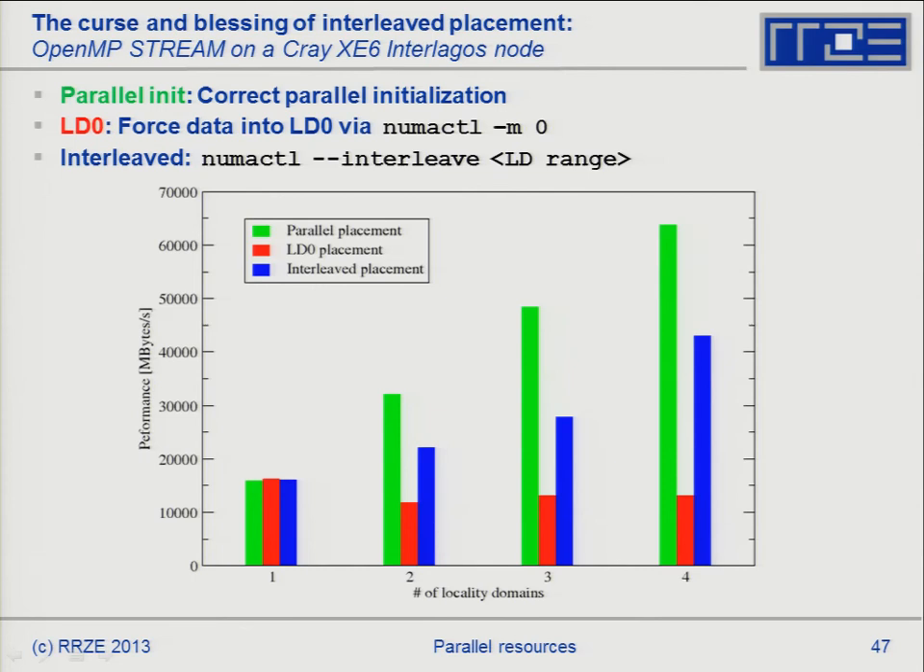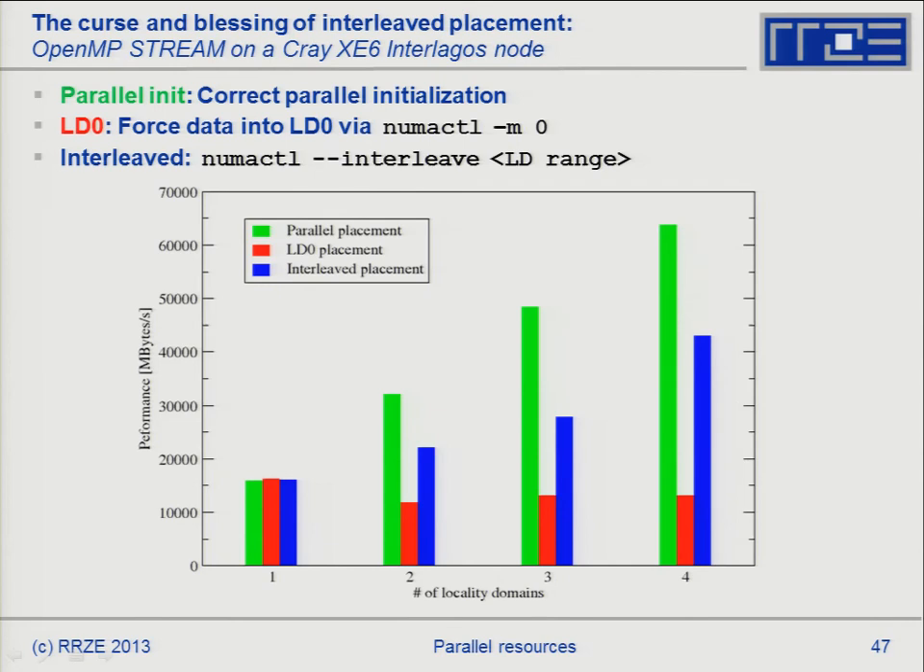And third, in blue, we see the effect of numactl --interleave. And we specify the range which is used in the benchmark. So for example, if I run on 3 NUMA domains, I specify --interleave 0,1,2. So I interleave across the domains that I actually use. And you see the penalty on 4 domains is about 30%. That's actually quite good. This is a machine which has a really good NUMA behavior.